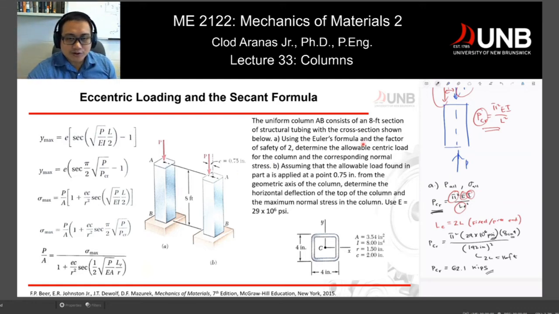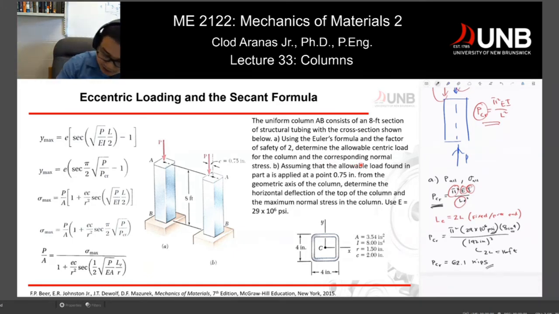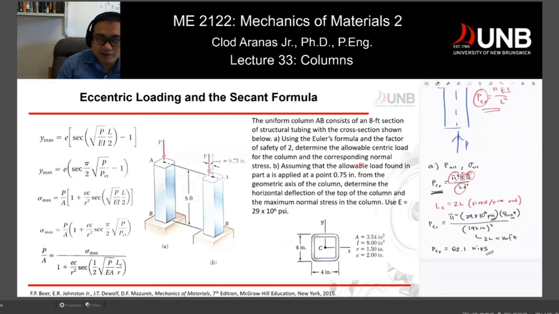Now, the question here is using Euler's formula and the factor of safety of 2, determine the allowable centric load for the column and the corresponding normal stress. So without accounting for factor of safety, your allowable is such that it would not fail by buckling. And again, allowable is kind of vague. In the exam, I'll be much more specific that, okay, this is the yield stress, this is for failure by buckling. But in this particular case, the P allowable that it will not fail by buckling is this force right here.